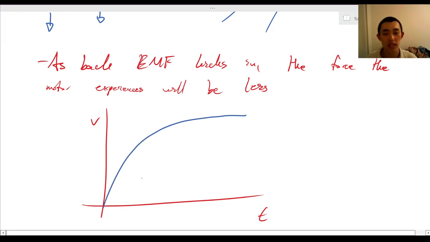And we'll explain this in more depth in part 2, when we go through some questions, as well as part 3, which is the advanced section that deals a little bit more with the nitty-gritty of back EMF.